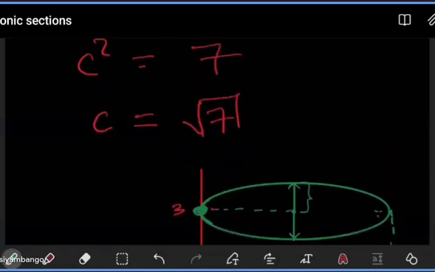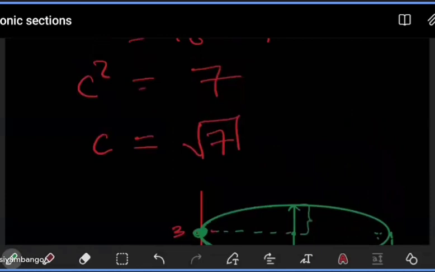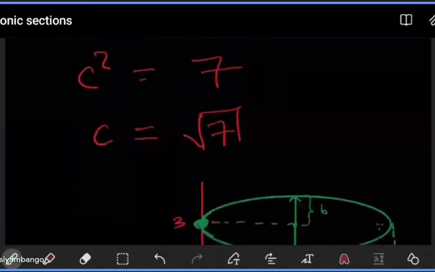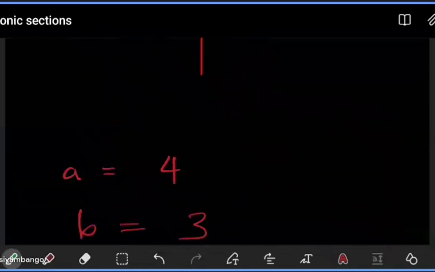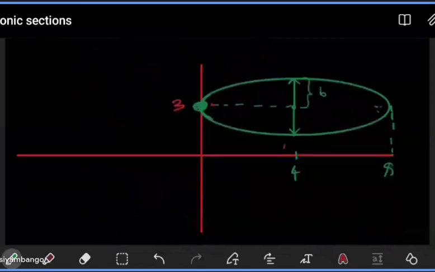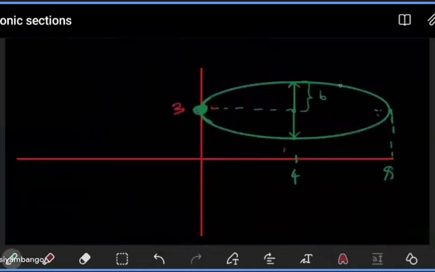Because sorry, C, that root 7 is the focus, not B. Here is B, since this distance here is B. And RB is what? Right? RB is 3. So since this is 3 here, I need to add 3 to it. So the upper part goes to 3.